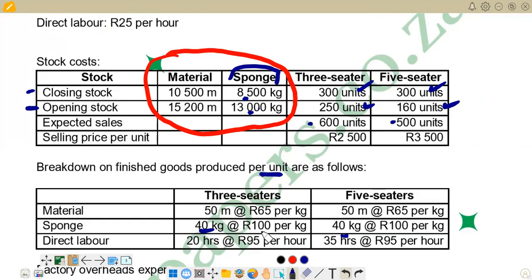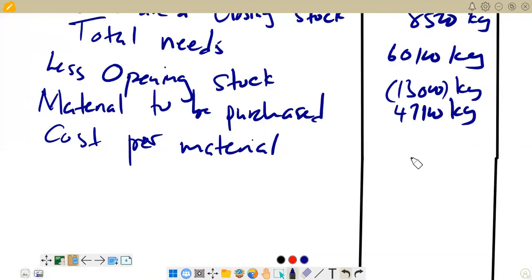So if you come here, you'd see that for sponge we've got 100 rands per kg. The same applies to 5 seaters, so it's very similar. So we are just going to pick that 100. It's going to be our value per kg. So we go back there to see what we have. So here, remember, we are saying it's 100 rands. So we multiply now, 47,100 times 100 rands, and obviously we are going to get 4,710,000.